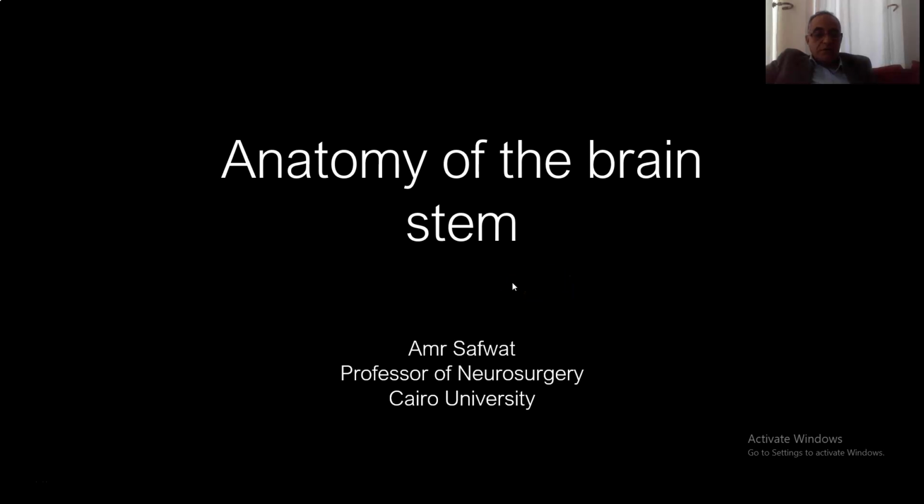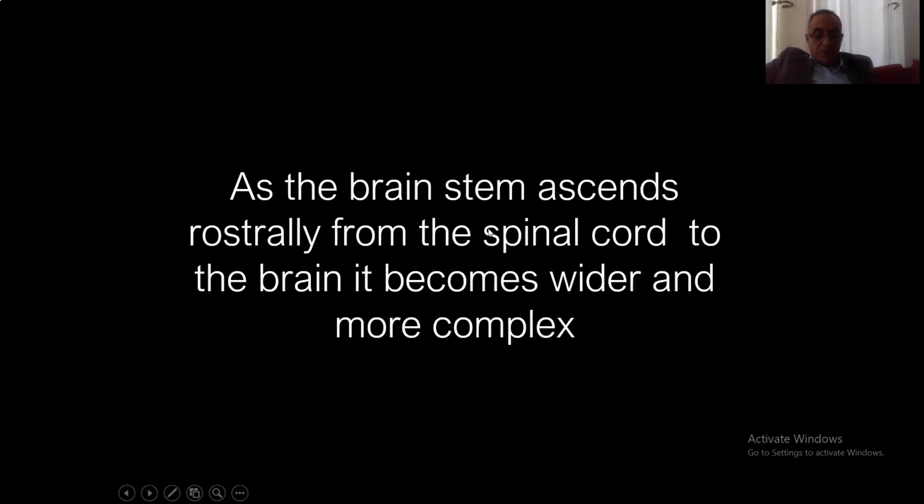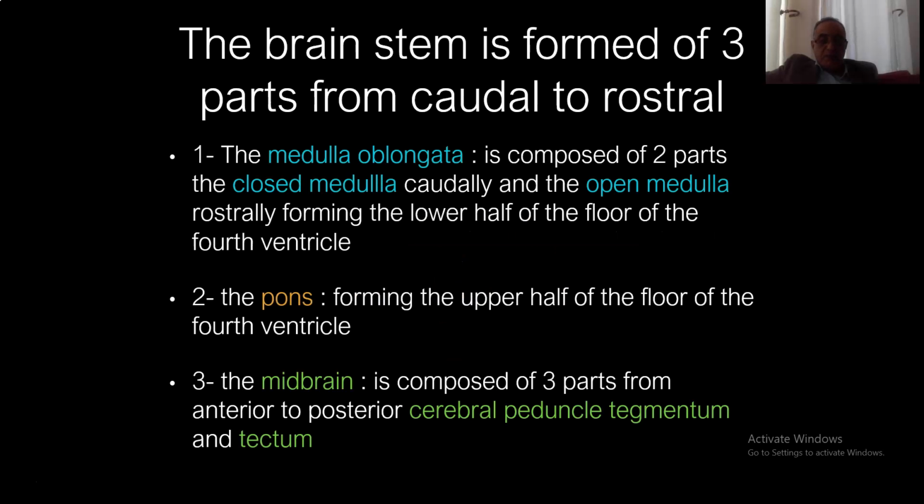Hello, dear friends. As a continuation of our series of applied neuroanatomy, today we are going to discuss the anatomy of one of the most complex parts of the central nervous system anatomy, which is the brainstem. The brainstem, as you know, is the direct continuation of the spinal cord. As it ascends upwards, it becomes wider and more complex.